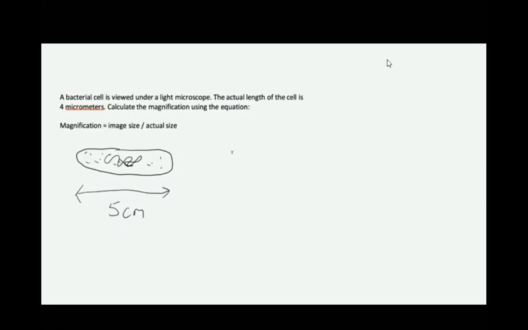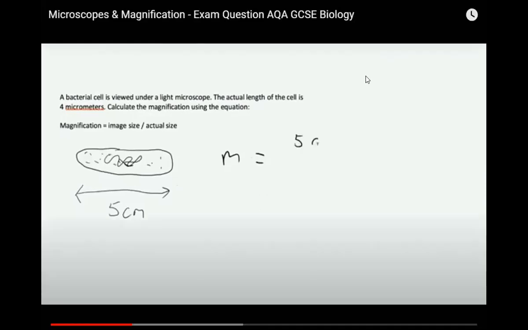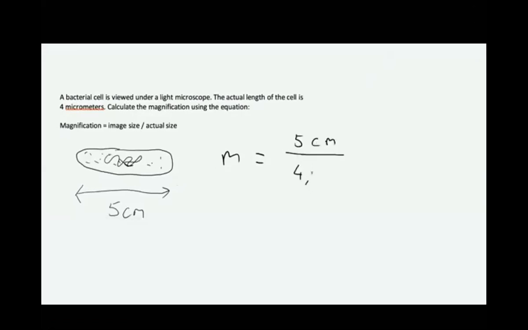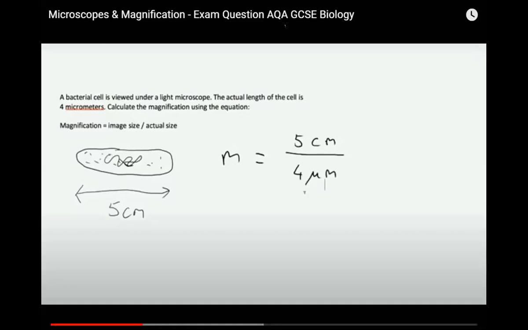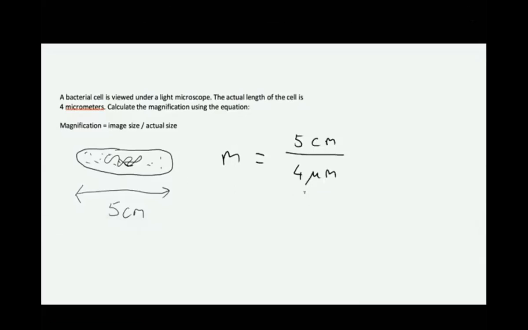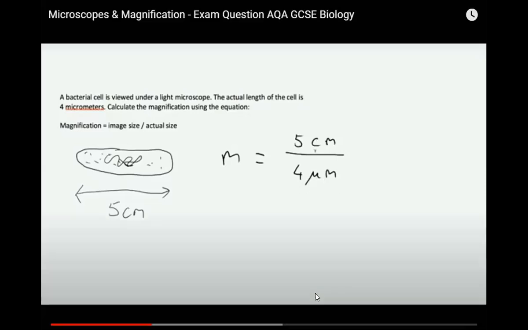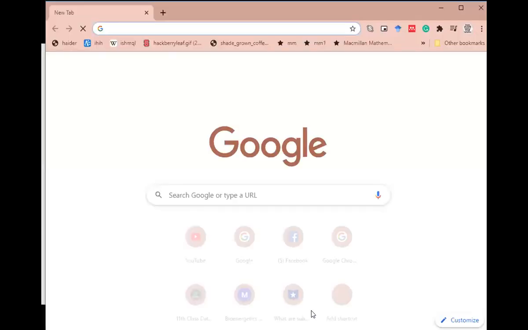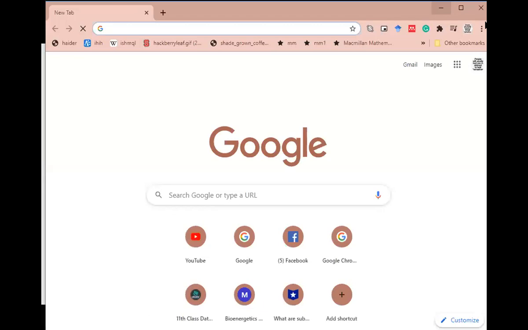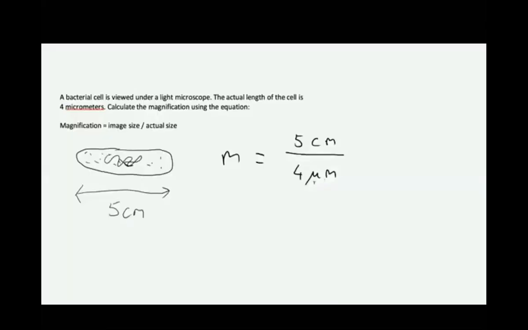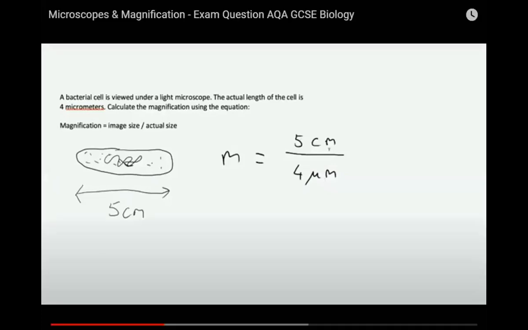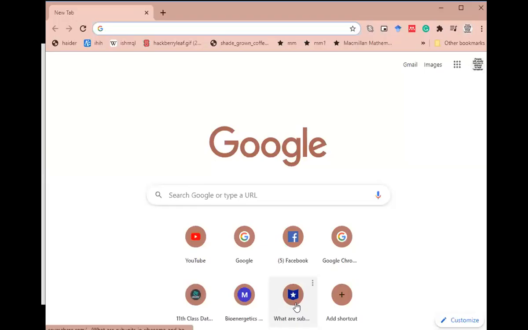Alright, so magnification, right, I'm just going to call it M, which we're trying to work out, is equal to the image size, which is 5 centimeters, divided by the actual size, which is 4 micrometers, and you might see that written like this. This funny M stands for micro. Now the problem with this is that I can't do it at the moment because centimeters and micrometers are not the same unit. Anytime you use the magnification equation, you have to convert them into the same unit, right? So I could either convert 5 centimeters into micrometers, or I could convert 4 micrometers into centimeters, right?